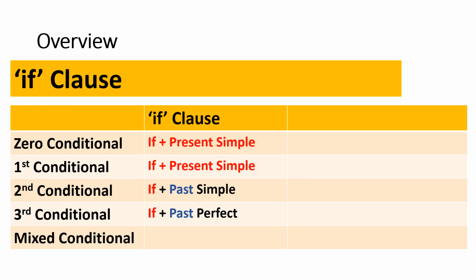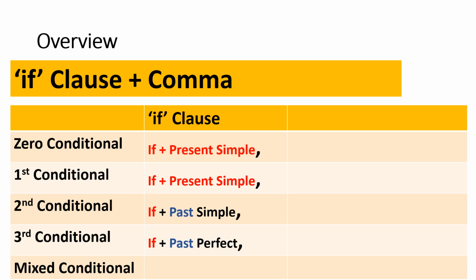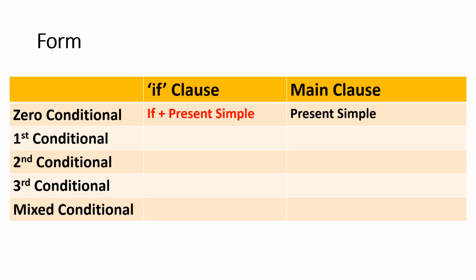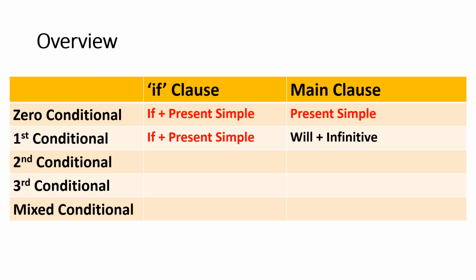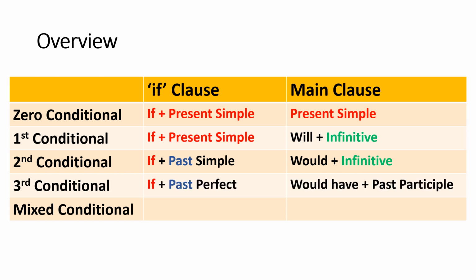Each conditional has an if clause, plus comma, plus main clause. In zero conditional, if clause has if plus present simple tense, and the main clause has present simple tense. In first conditional, we use if plus present simple in if clause, and in main clause, we use will plus infinitive. In second conditional, we use if plus past simple tense in if clause and would plus infinitive in main clause. And in third conditional, we use if plus past perfect in if clause and would have plus past participle in main clause.